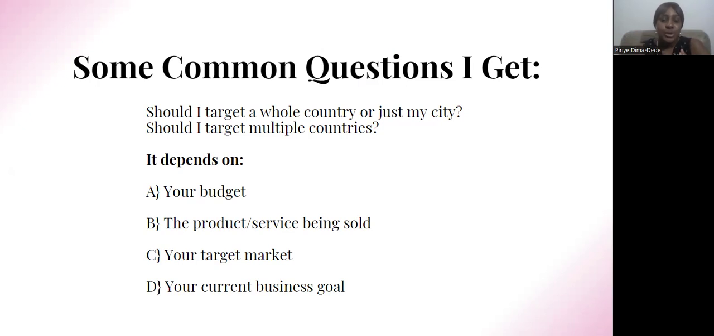The second thing you should consider is the product or service being sold. Are you selling products that are perishable? If that's the case, you're not going to want to target multiple locations or locations that are too far off, so that before the product can get to the customer, it goes bad or it gets spoiled, right? So you want to consider the product or service being sold.